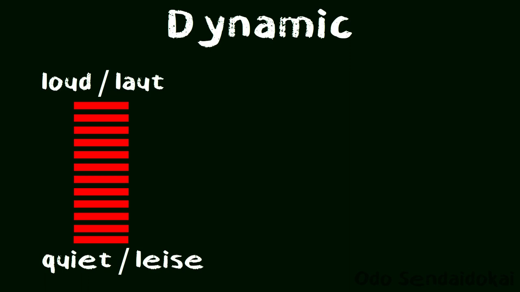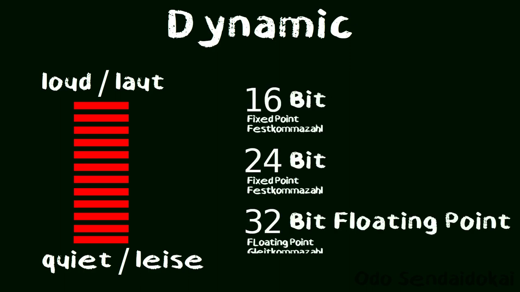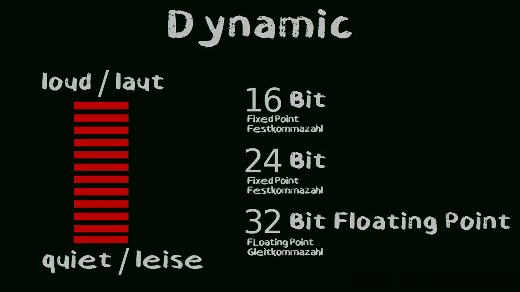The bit depth defines the maximum possible dynamic range, in other words, how many volume levels are possible in this defined range. And there are three very prominent values here: 16-bit, 24-bit, 32-bit floating point. 16-bit and 24-bit are fixed point numbers, and 32-bit floating point is, as the name suggests, a floating point number.